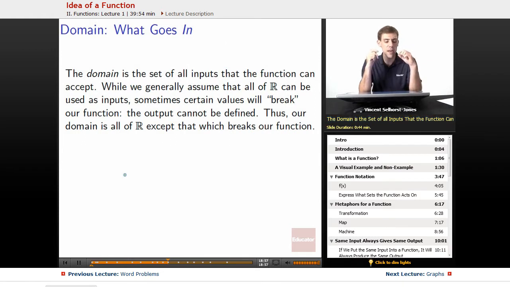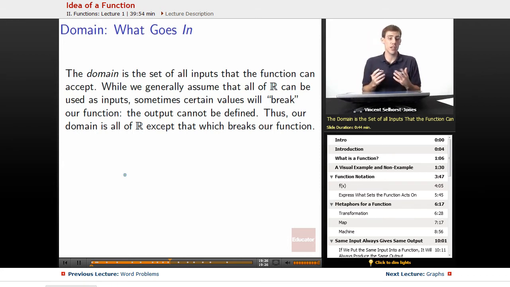Domain. The domain is the set of all inputs that the function can accept. So the domain is what can go into the function. It's the inputs that we're allowed to use. It's what our machine can eat without breaking down. While we generally assume that all of R, all of the real numbers, can be used as inputs, sometimes certain values will break our function. The output won't be able to be defined. Thus, our domain is normally going to be all of the real numbers except those numbers that break our function.